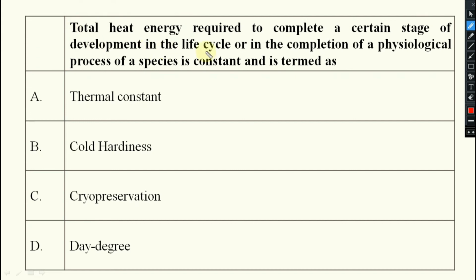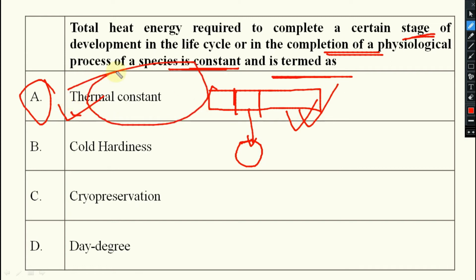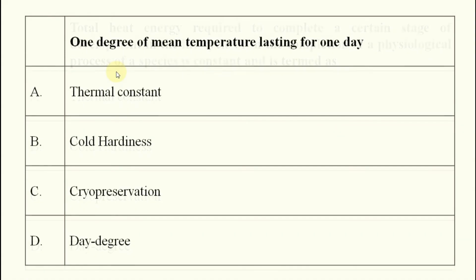Then the total heat energy required to complete a certain stage of development in the life cycle, or the completion of a physiological process of a species, is always constant, and it is termed as what? Constant means whatever constant is there, you see, thermal constant. Yes or no? For an insect to complete its life cycle or a particular stage, some temperature is required, and this temperature is always constant for a particular species. That is known as what? Your thermal constant. Yes or no? Very very important, you please remember.